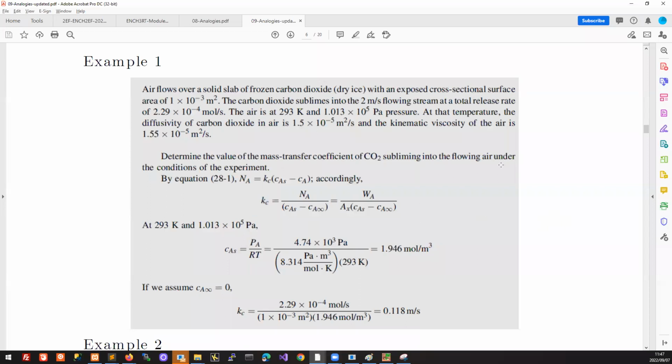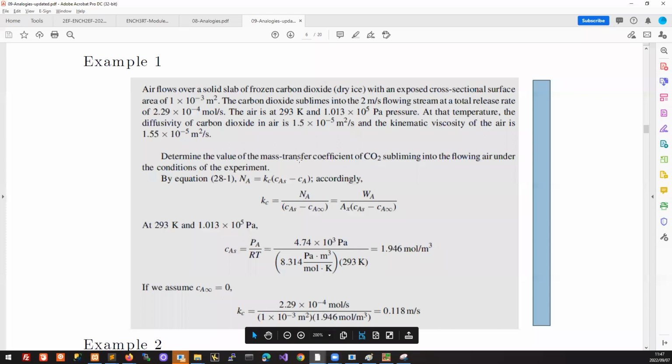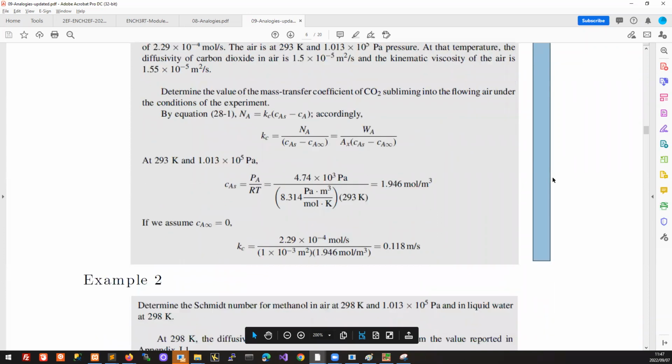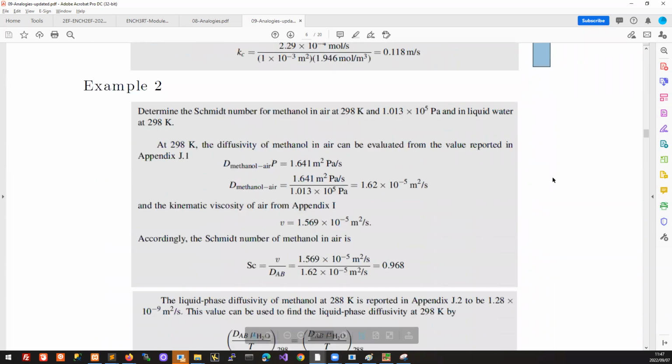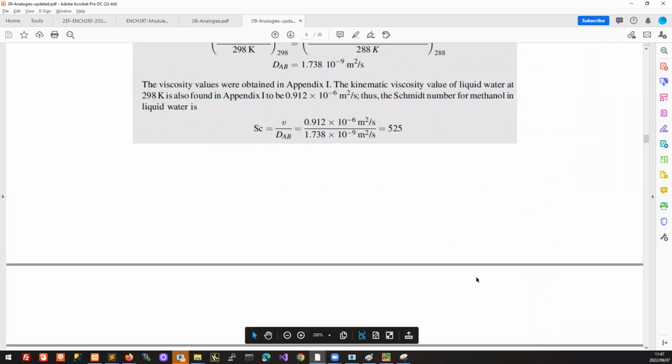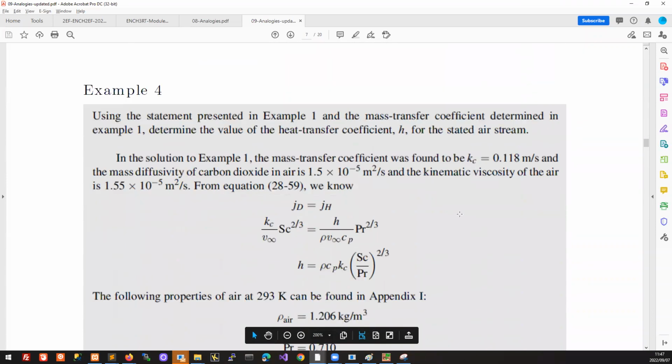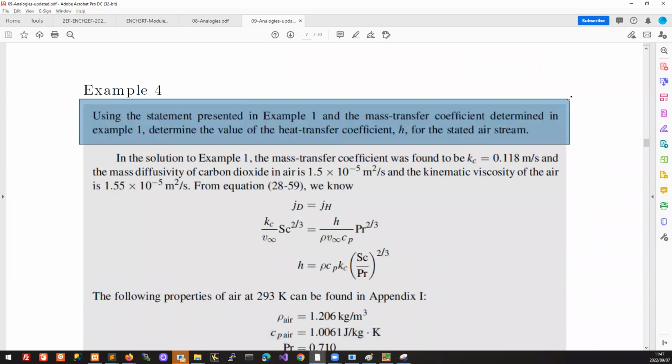And so this doesn't use any analogies. This is a straightforward application of molar flux. So this is something we are familiar with, right? Now, what we want to look at is, I'm skipping over this. This is a different problem altogether here. So this is a continuation of the problem we've been talking about.